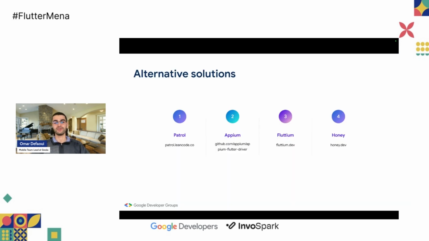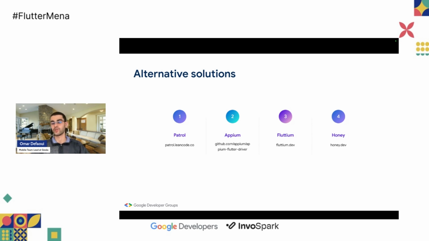So this is why we have some alternative solutions built by the community. I will present here 4. You can find more options out there on the internet, but I chose these 4: Patrol, Appium, Flatium, and Honey. Every one of them has its own advantages and disadvantages, and we will learn a little bit about each, so we can have more information about these platforms, and why not choose them to do our integration testing instead of using the default one.